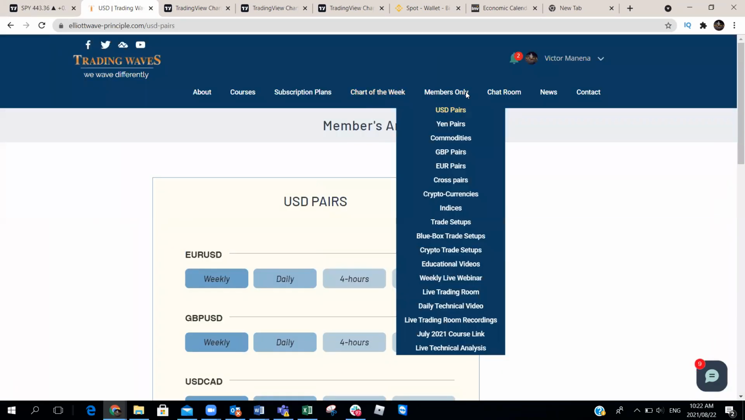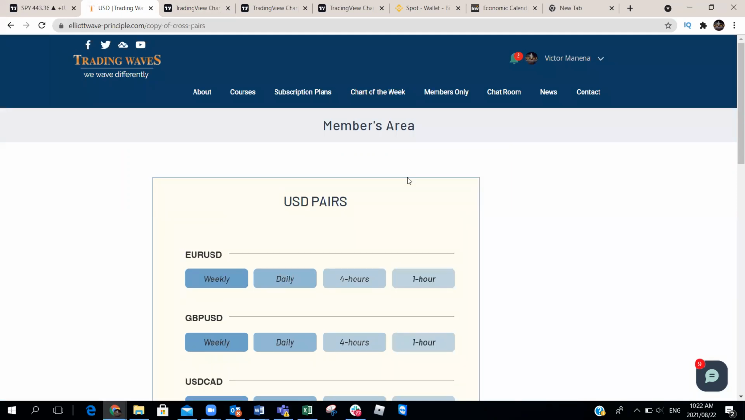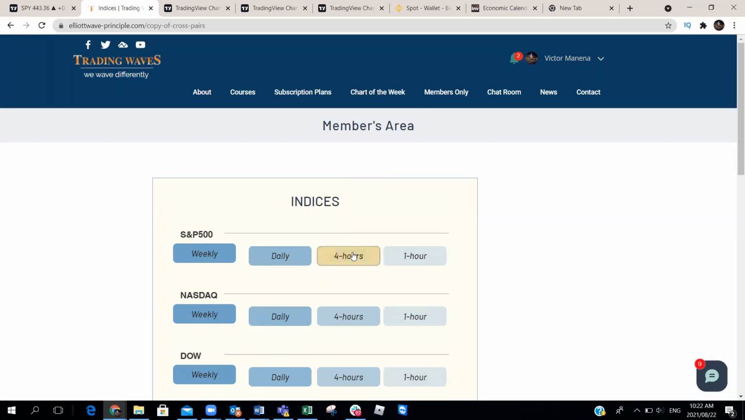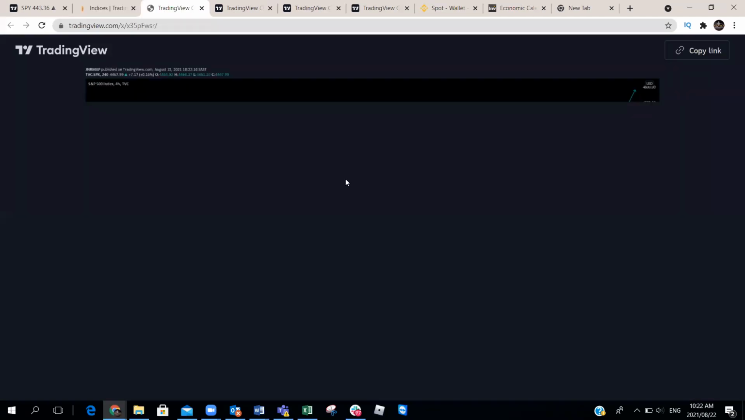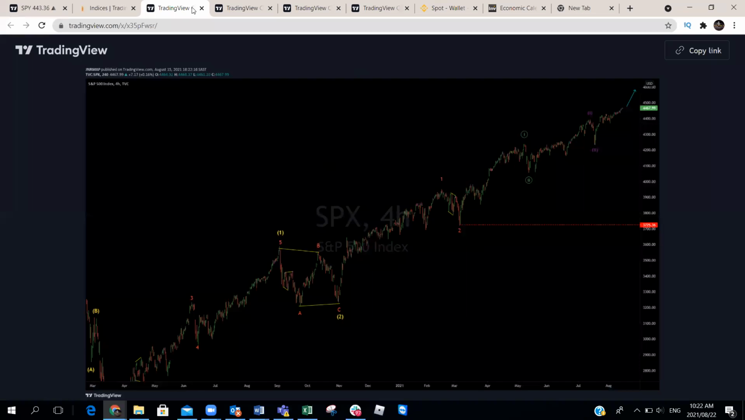Let's have a look here. I'm going to look at 1 or 2 here on the indices. The S&P 500, let's have a look at the 4-hour. So as you can see, the forecast has always been upside, nothing but upside. That is the structure. You can check out the structure. So every time we get continuation patterns, we look for more upside.